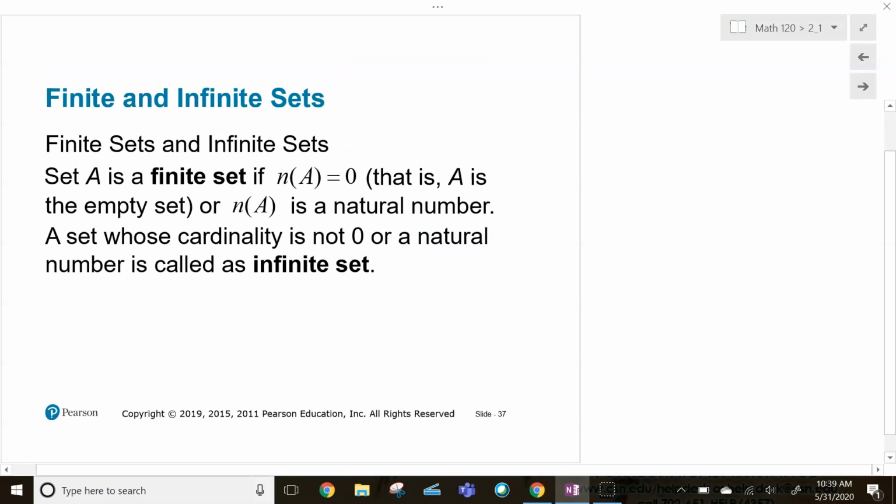All right, finite sets and infinite sets. So set A is a finite set if the number of elements in A is 0, in other words, the empty set, or if the number of elements is any natural number, right? Like if you've got 5 or 6 or 100 or whatever it is, it's some natural number. You've got a certain number. So it's either the empty set, which means it's a finite set, or there's a certain amount that you can count, right? Now, a set whose cardinality is neither of those is called an infinite set.